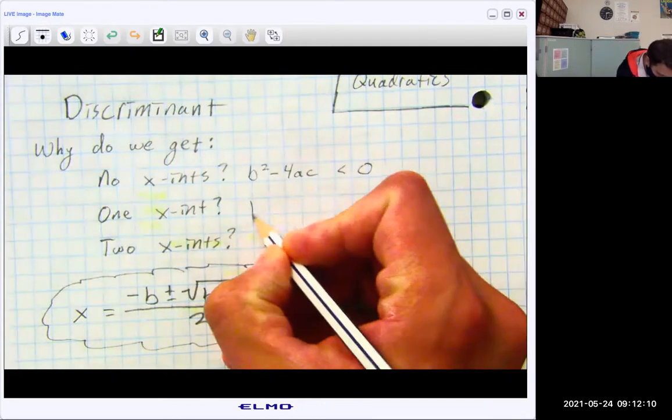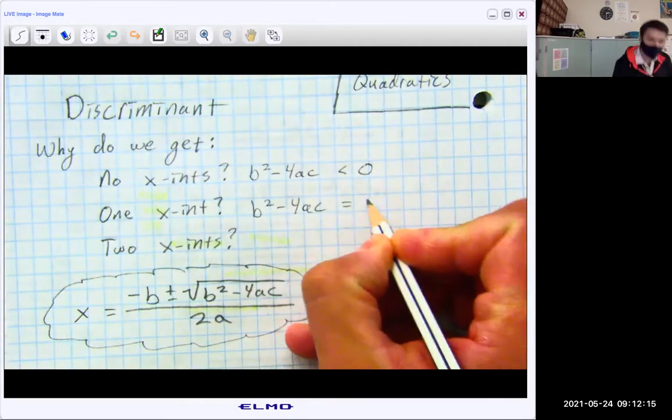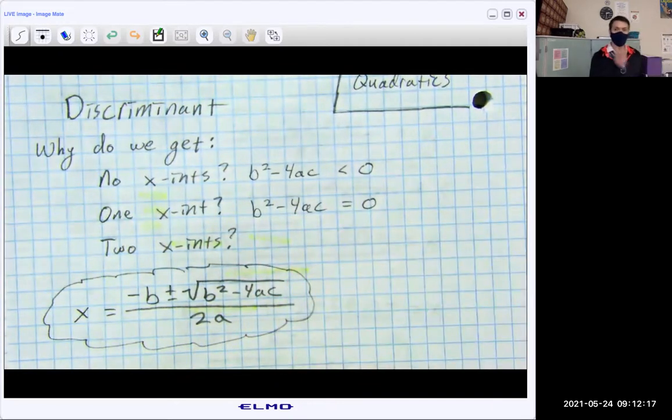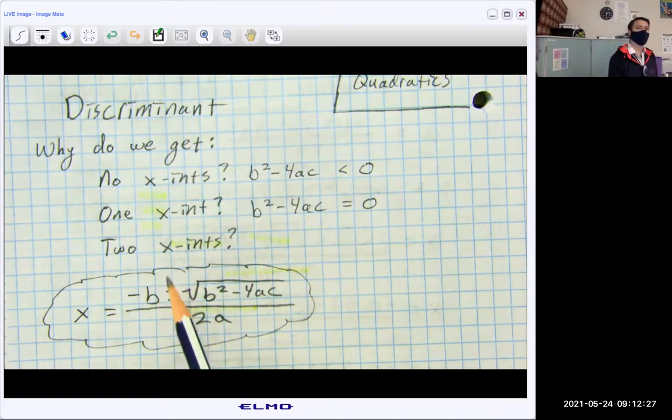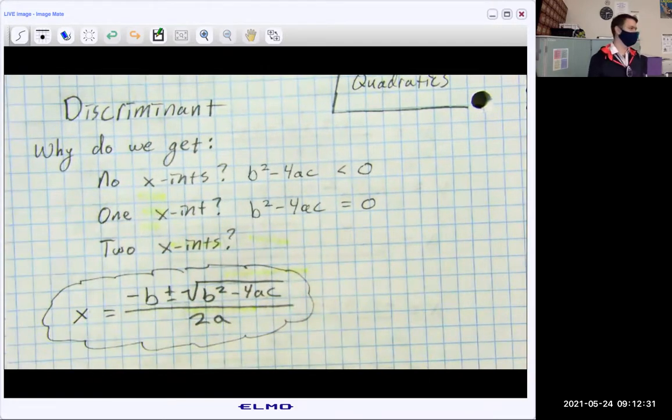If you do b squared minus 4ac, and you find out that that answer is 0, well, that means that in the quadratic formula, you would take the square root of 0, which is going to give you one x-intercept, because you're going to have some number plus or minus 0. Well, if you add 0 and you take away 0, you get the same number. Isn't this cool how powerful the discriminant is?